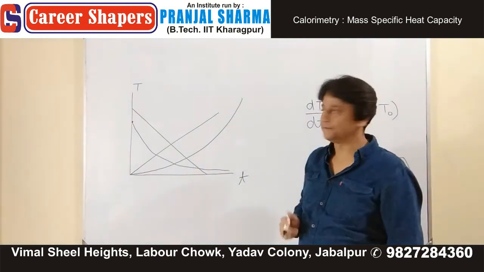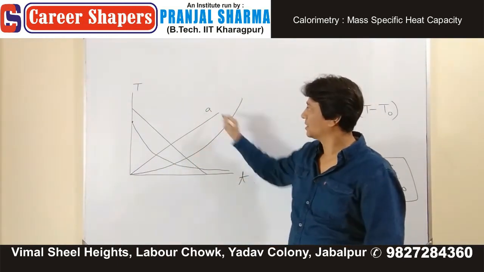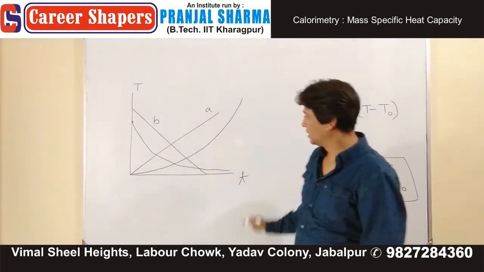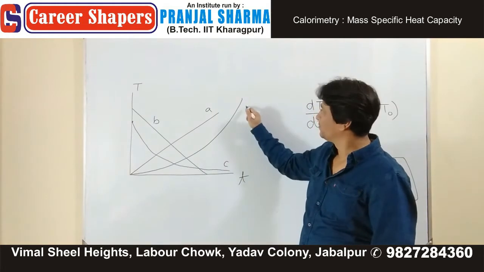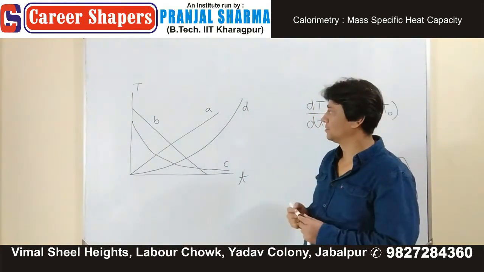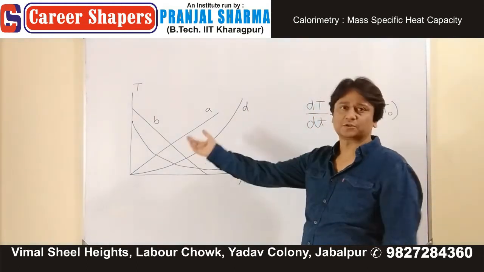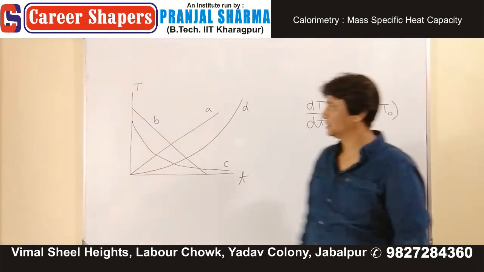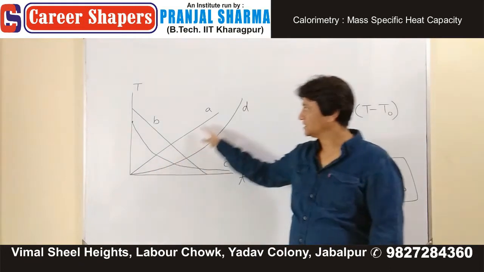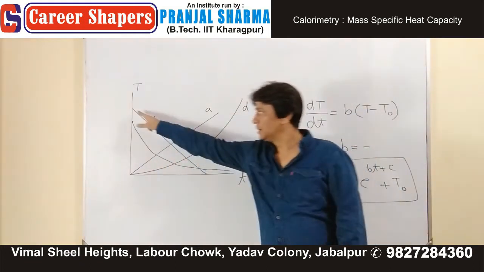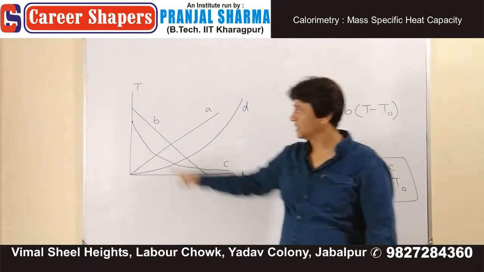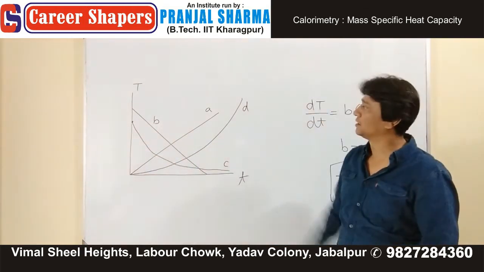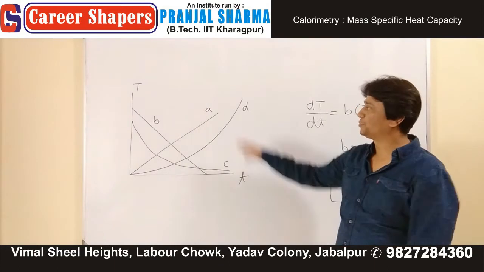They are all graphs. Graph A, graph B, graph C, and graph D. Suppose they asked you this question in an objective examination and they give you 4 options. T is increasing, T is decreasing, T is decreasing, T is increasing. Now tell me which option is correct.